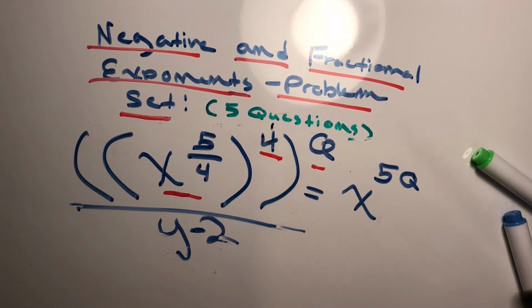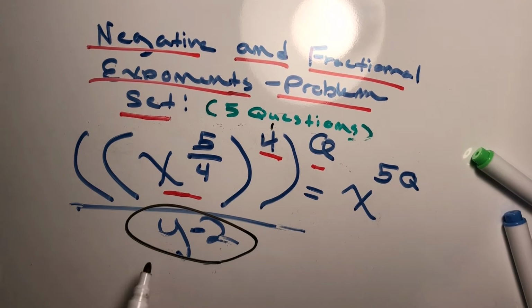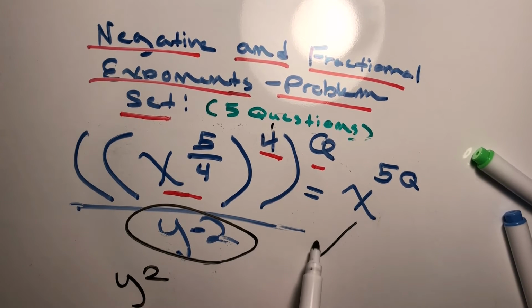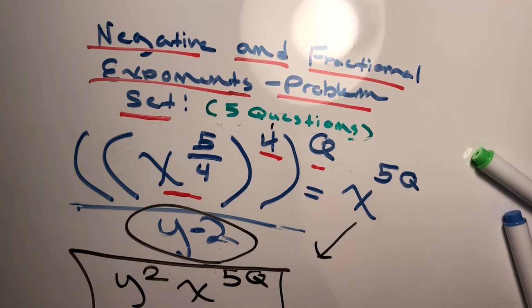So now all we have to do is, again, bring this y to the negative 2 to the top. And as I discussed previously, this just becomes y squared, right? So since this is y squared, we can pull down the x to the 5q and get this answer, y squared x to the 5q, right? Great. That's our final answer. That's our third problem. Great, we're moving on here.